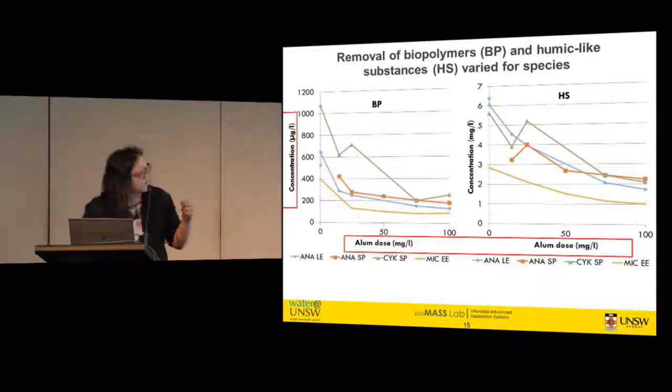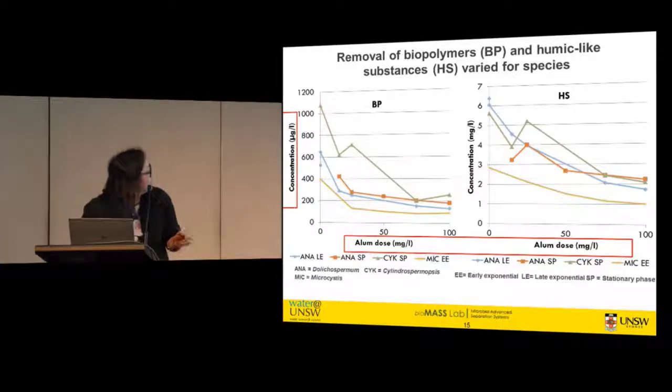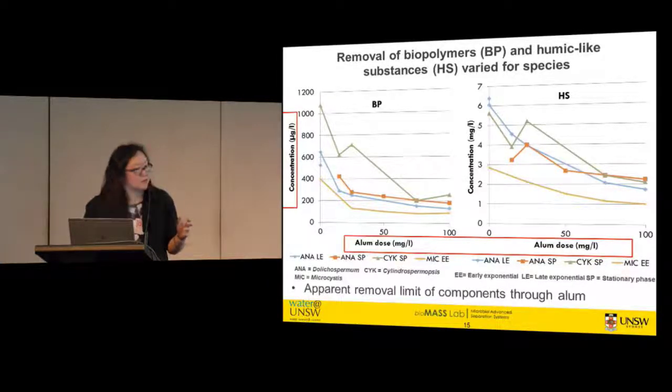So this is just more of the type of data we collected. We're still going through this. And there is an apparent removal limit of some components for alum. So you can add as much alum as you can, there will be a limit to some of the organics being removed. And that's what we found in these bench scale testing.